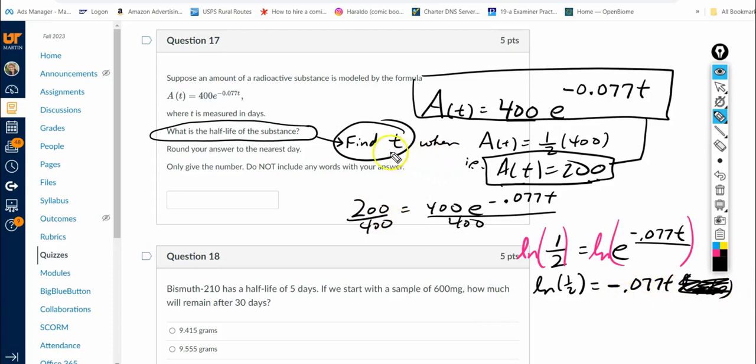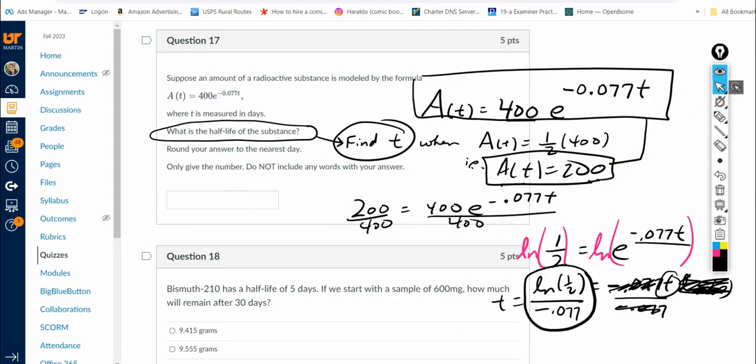Now, you're supposed to find t. How long will it take until you have half of it left? That's the half-life. So I'm going to divide both sides by whatever's multiplied by t, 0.077. And then with cancellation, I'll just have t left. So t is going to be equal to that. This is what we put in our calculator. Only give the number and round your answer to the nearest day.